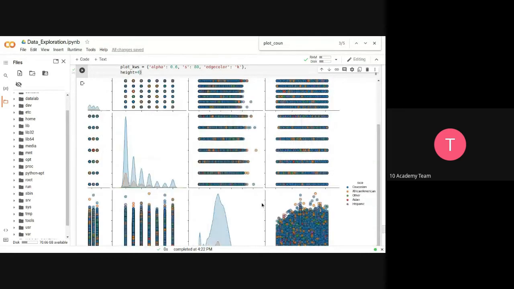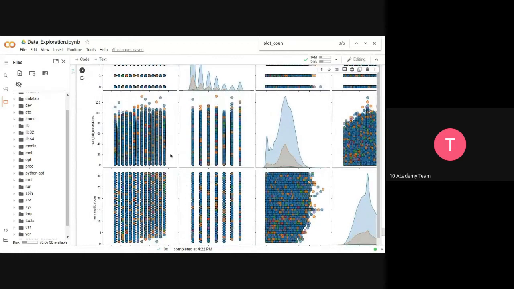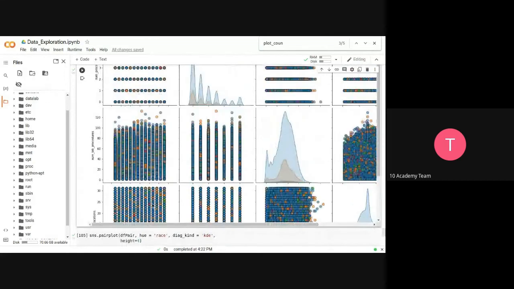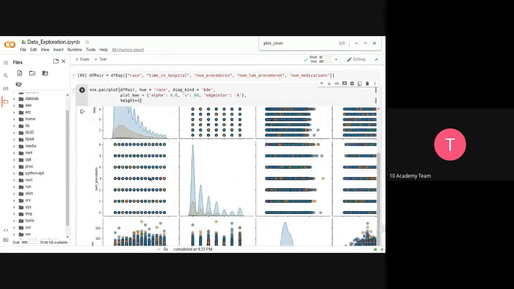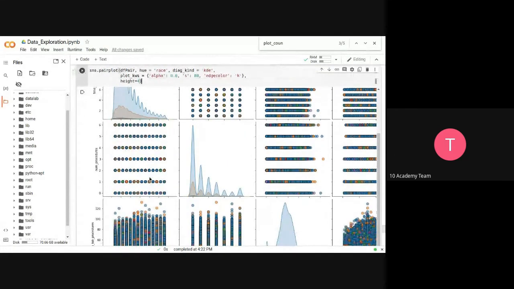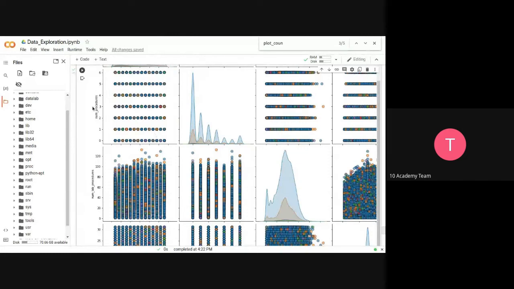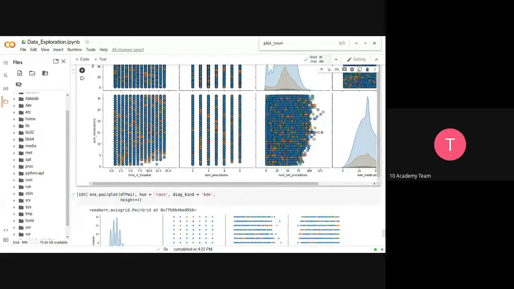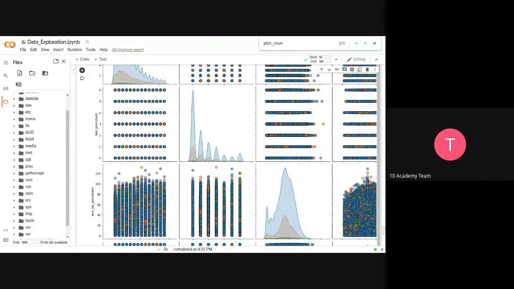If we look at the time in hospital, this diagonal right here is the relationships within the single column. So the time in hospital here is, again, the time in hospital here. This is the univariate analysis of that individual single column. And this allows us to see the distribution between multiple variables, like the number of procedures, number of lab procedures, and the number of medications that is in our data.